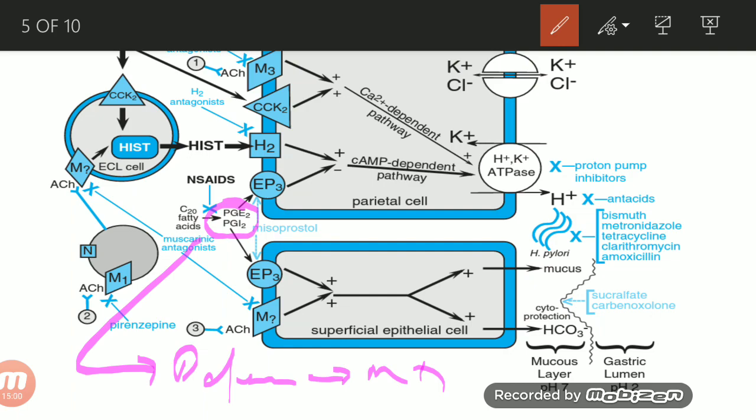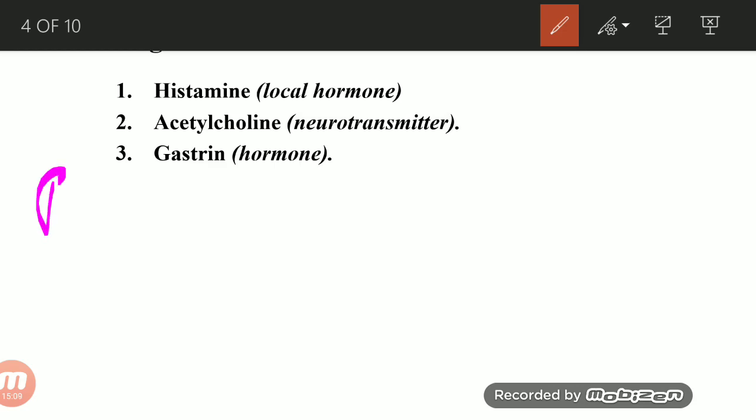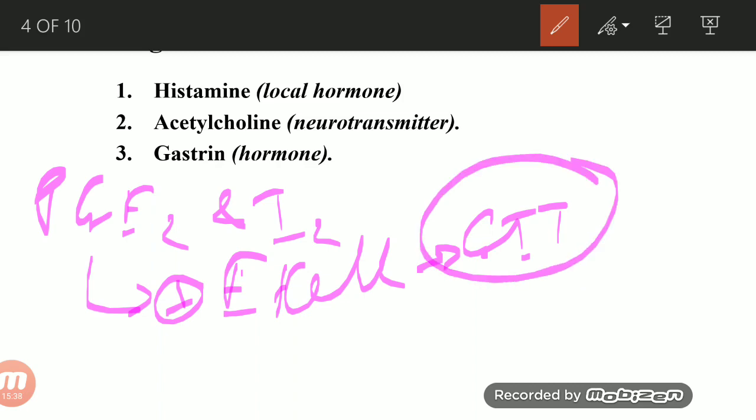So normally, what your PGE2 and PGI2 do is, these two prostaglandins go and act on the epithelial cells of your GI tract. Okay, it is going to go and act on your epithelial cells.